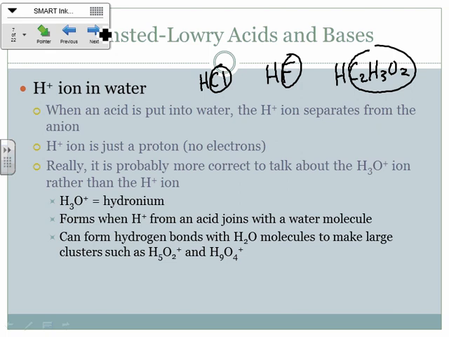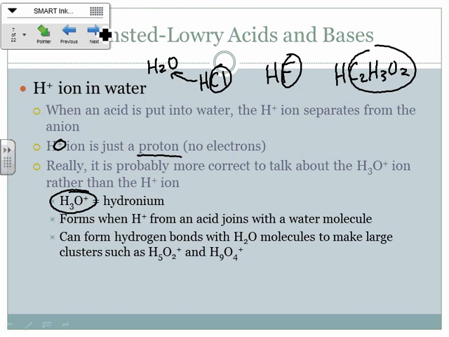H plus is just a proton. There are no electrons. Because if you think about it, hydrogen has one proton and one electron. So to become an H plus, it needs to give up its only electron. So then it's essentially just a proton. But what typically happens, as soon as that dissociates, like I said before, is this H comes and attaches itself to an existing H2O molecule in the solution, and it makes hydronium, H3O plus. So that hydronium forms when H plus from an acid joins with a water molecule.